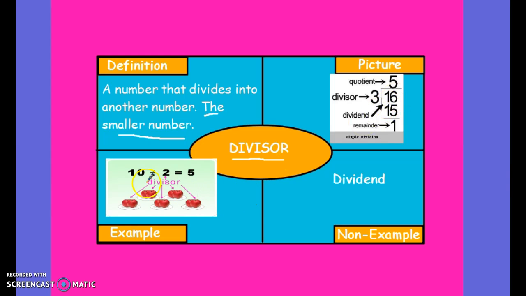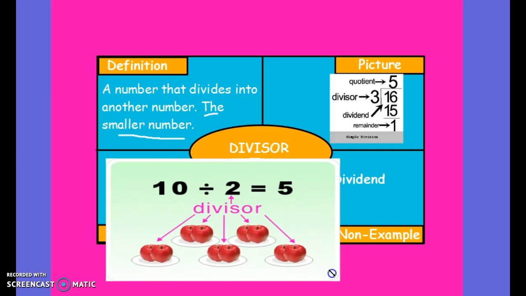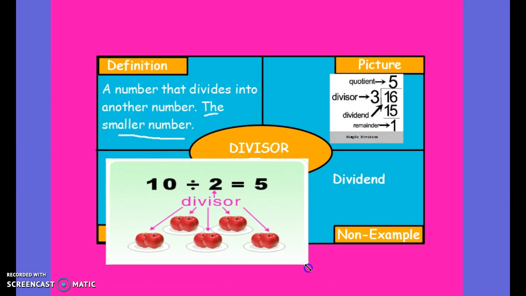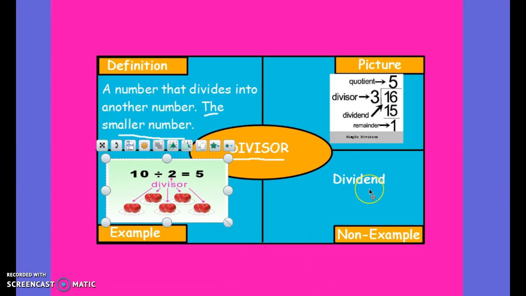Here's a picture example. When I have 10 divided by 2, the divisor is the smaller number, this number 2, and that way you can see these apples are separated into 2. If you can't see that, let me make it a little bit bigger so you can see there are actually a pair of apples sitting on a small plate in each. A non-example would be the dividend, which is our next vocabulary word.